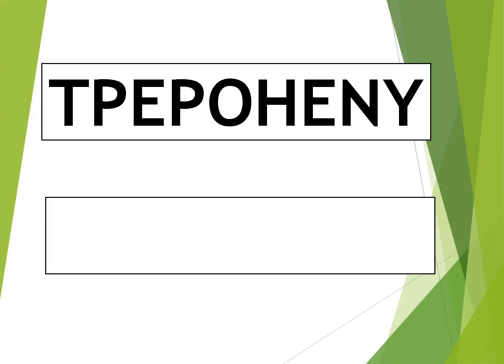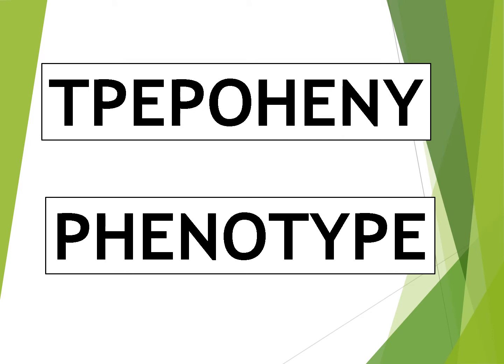Lastly, we have this set of letters. Now, what word is being formed? Very good, we have phenotype. When we say phenotype, it refers to the traits or the characteristics that can be expressed by interpreting the genotype.